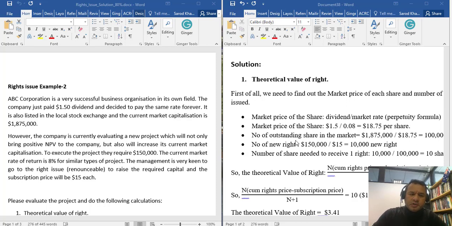Hello students, today we talk about the rights calculation. This is a very important calculation for your unit. Now we have already discussed it and this question has already been posted to the Canvas. However, let's look into the question together and then we'll solve it together.